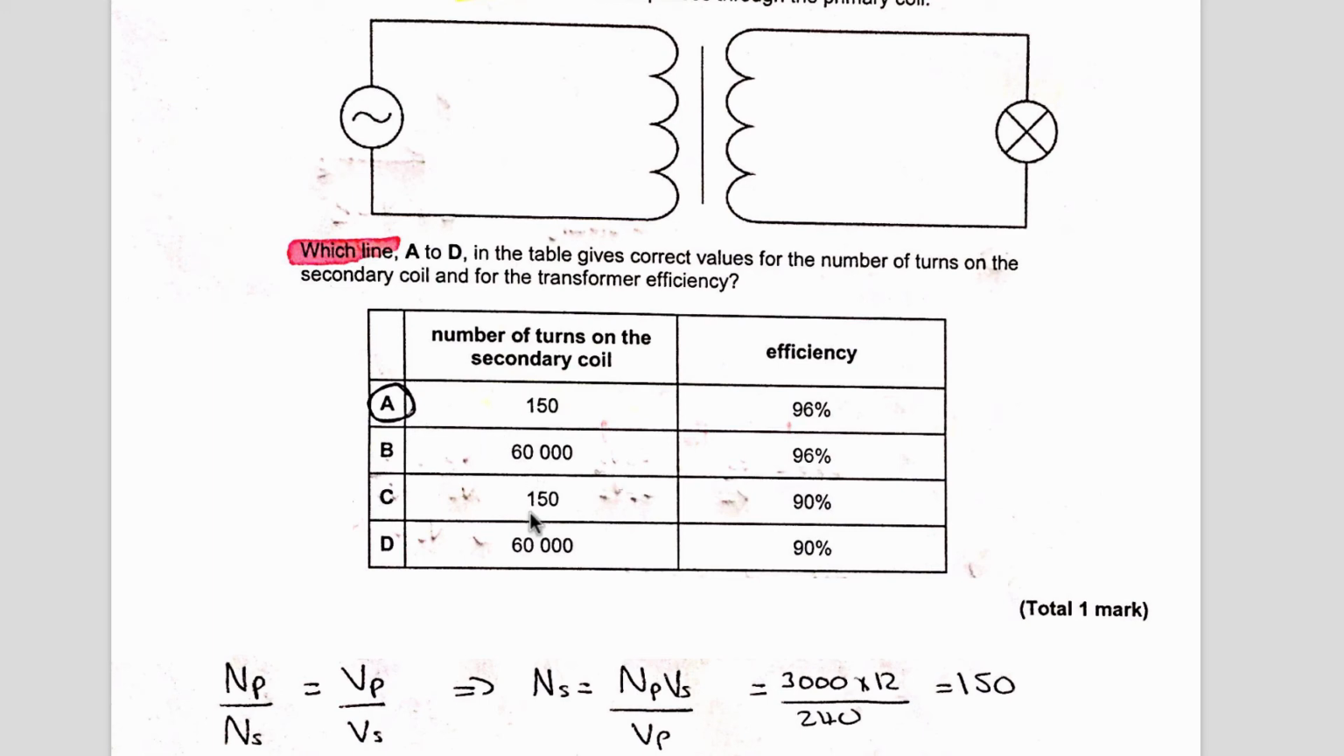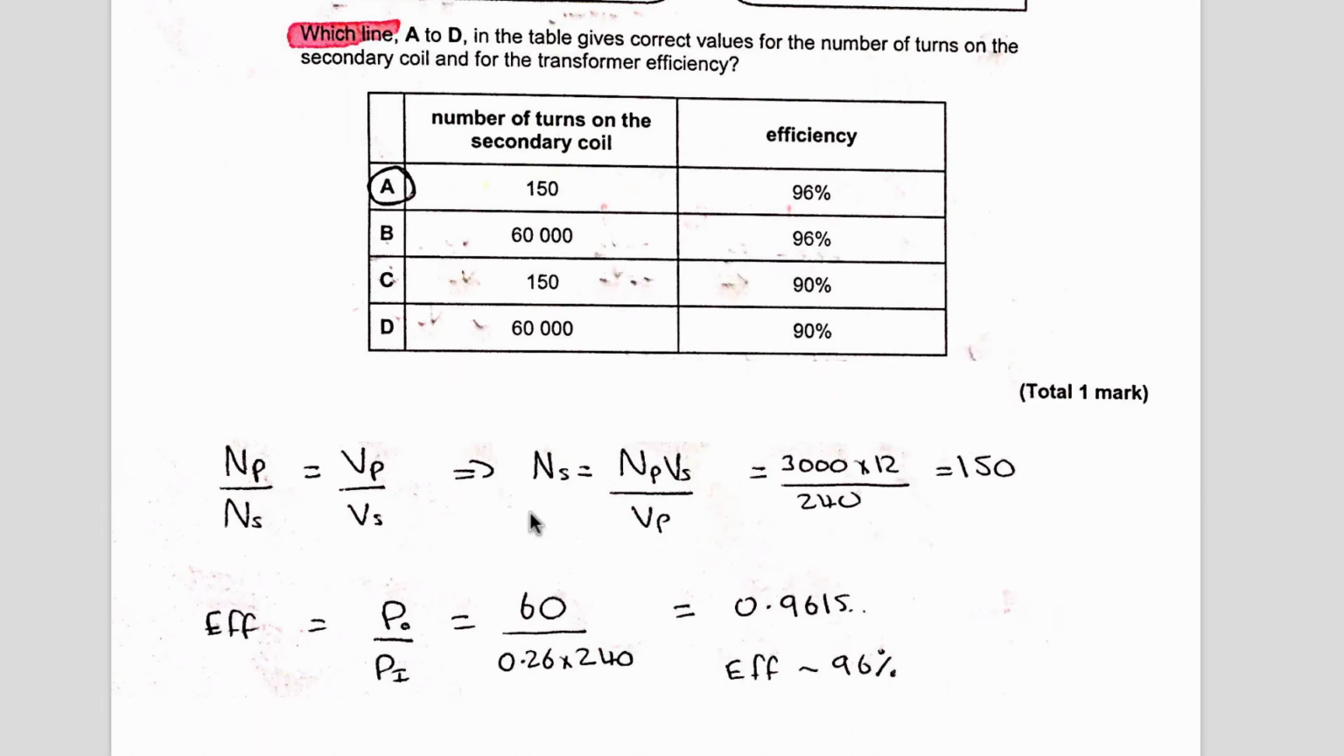So we'll look at the efficiency. The efficiency is the power going out on the secondary side divided by the power going in on the primary side. The power going out must be 60 watts. We know it has to be 60 watts due to the fact that this bulb lights up at its normal brightness. The power in is equal to the current going in on the primary side multiplied by the potential difference going in on the primary side.